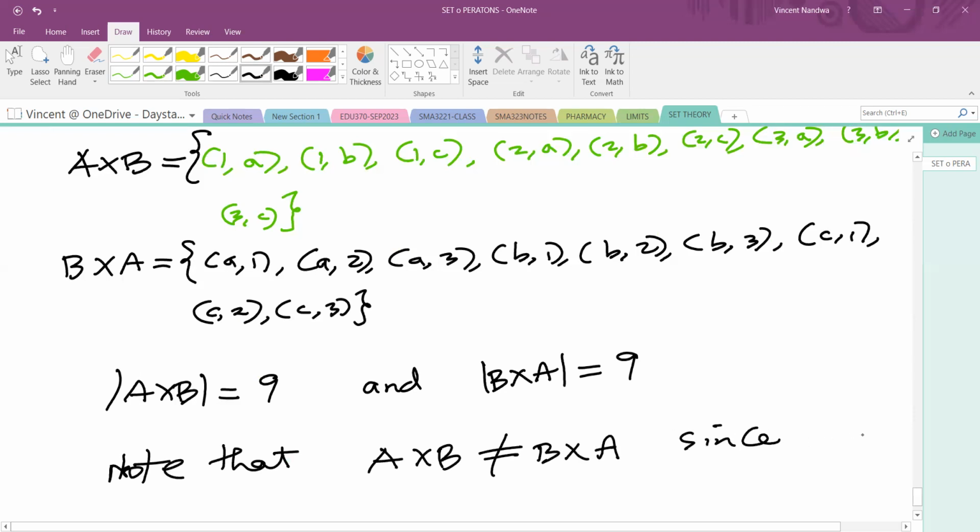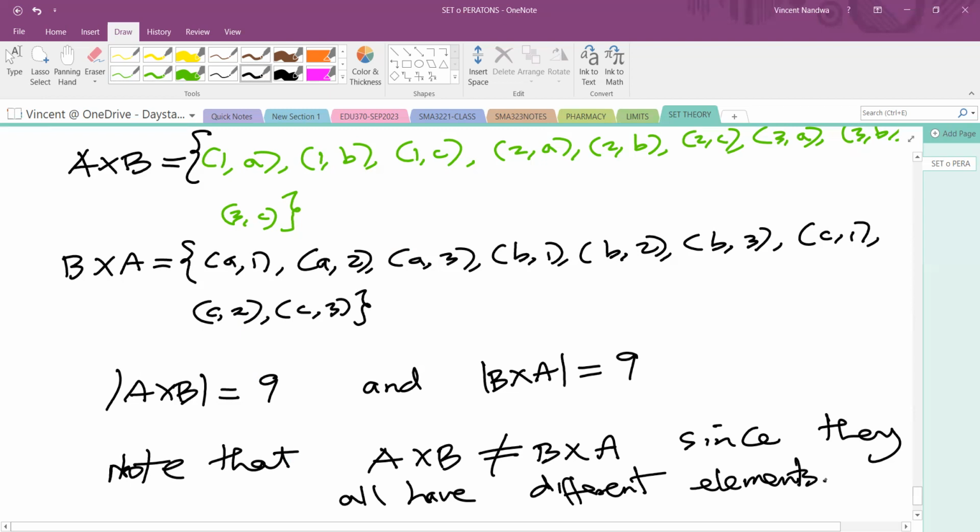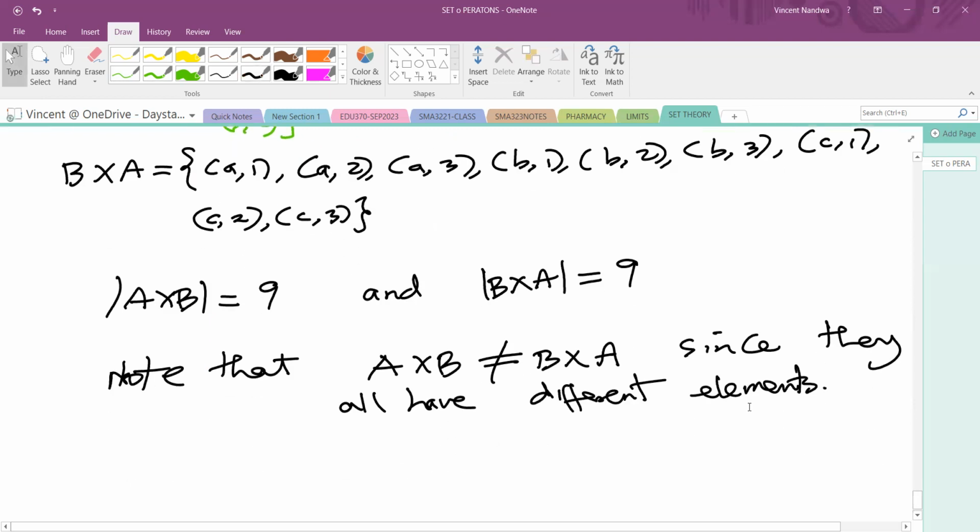since they have different elements. Please note that an element like (1, A) is not the same as (A, 1).